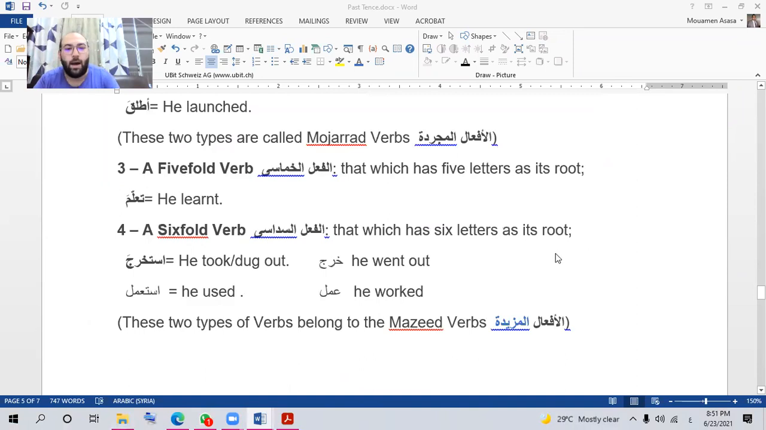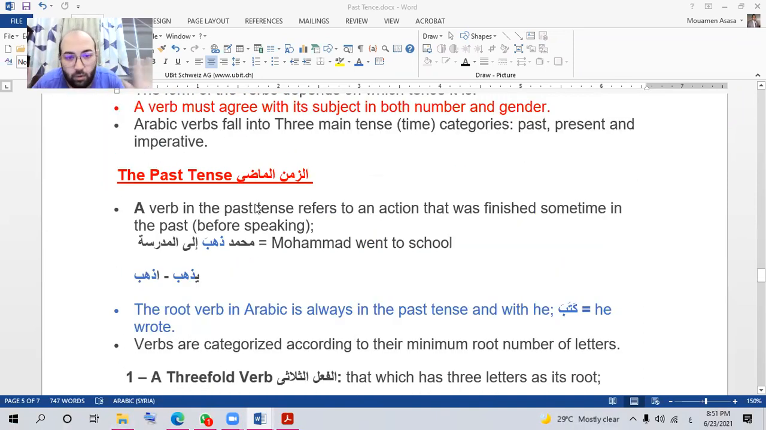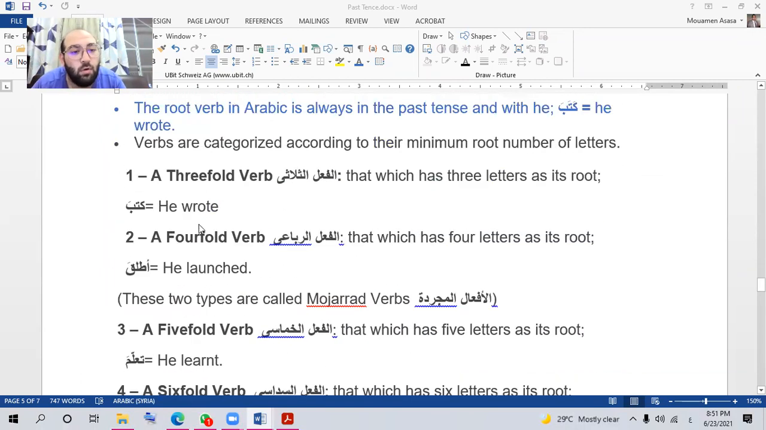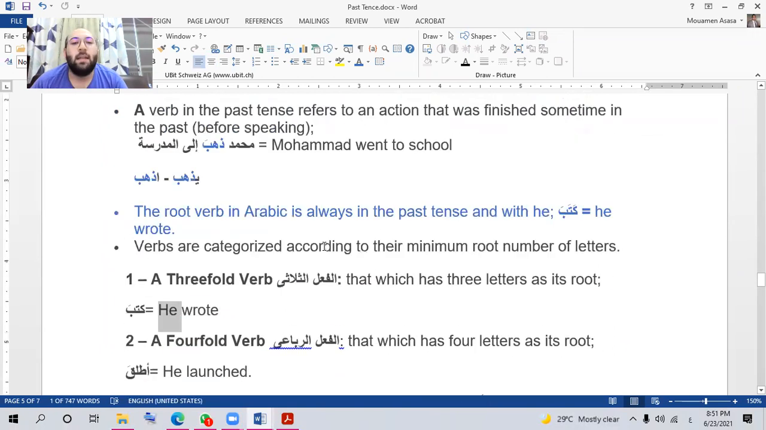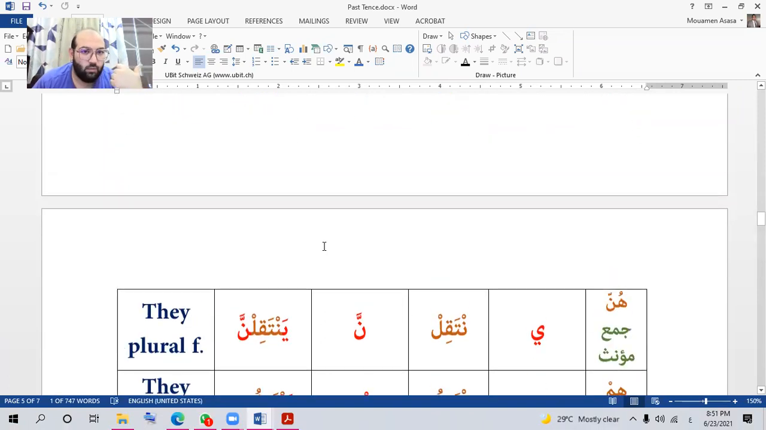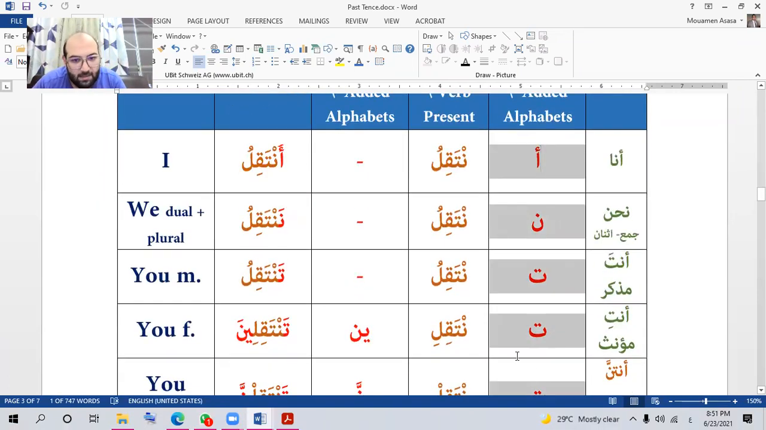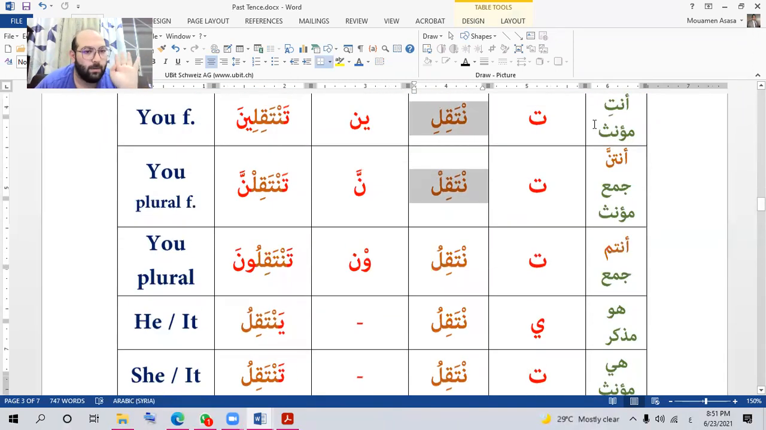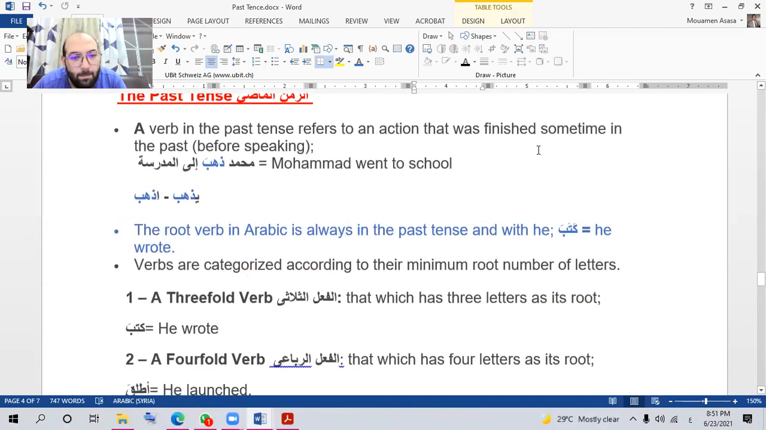Okay, now after we took the category, after we know that the root, the origin for all verbs is past, let's see the structure. We don't only have he, we have I, we have we. And now I will go back to the present. We have certain letters added to the verb structure to give us the doer. Same as what goes in present, it goes in past.